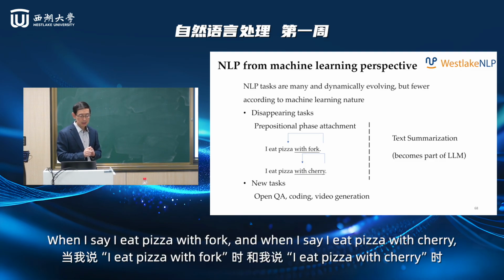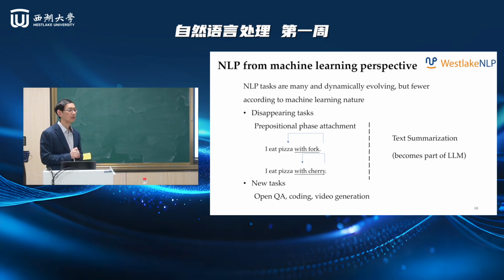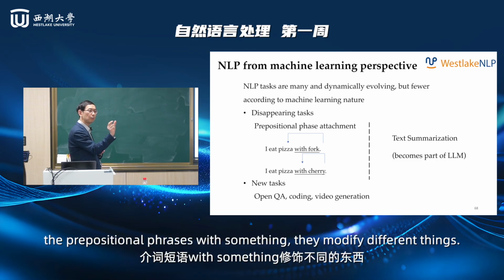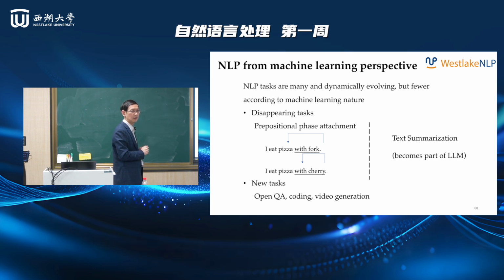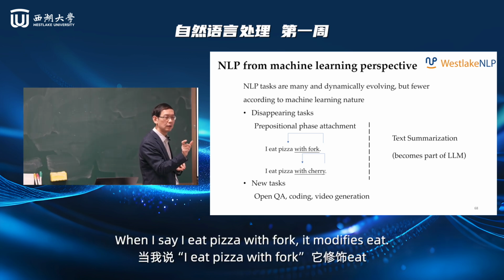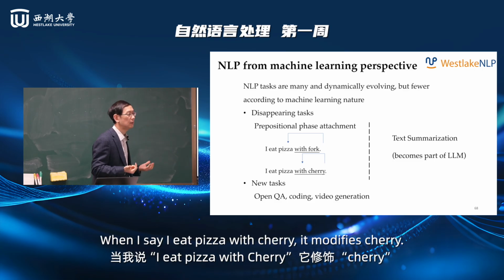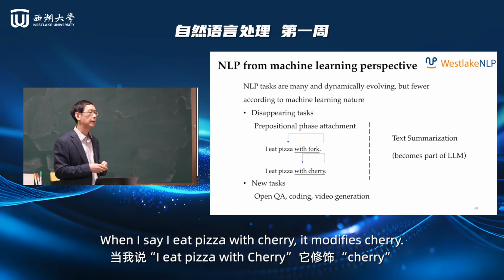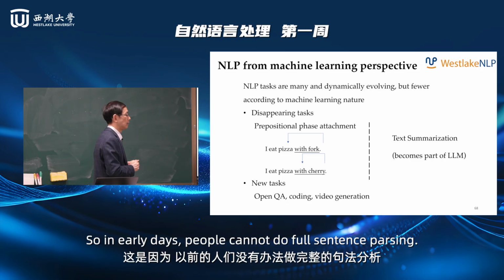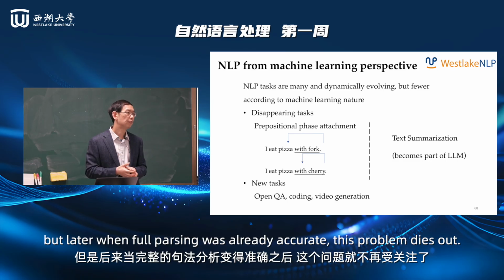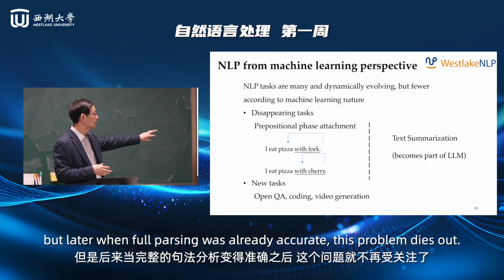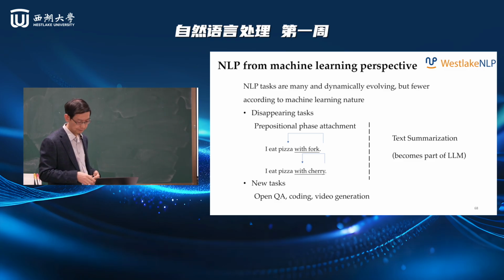When I say I eat pizza with fork, and when I say I eat pizza with cherry, the prepositional phrases with something modify different things. When I say I eat pizza with fork, it modifies eat. When I say I eat pizza with cherry, it modifies cherry. So in the early days, people could not do full sentence parsing. They did this kind of ambiguity resolution. But later, when full parsing was already accurate, this problem died out.